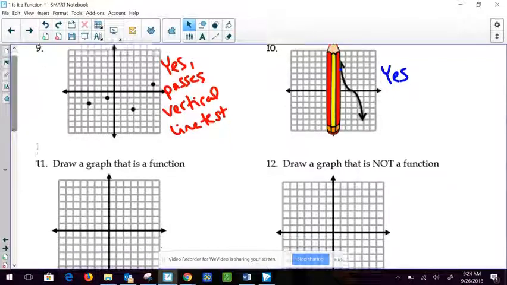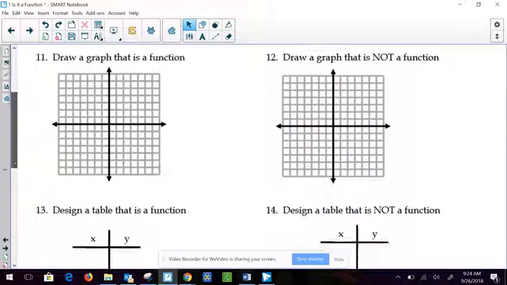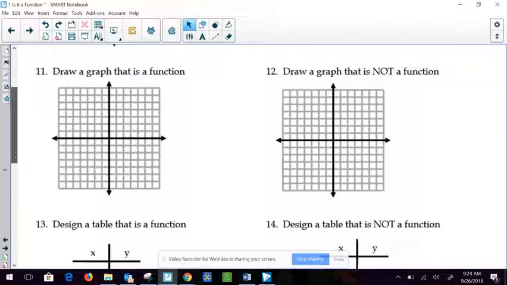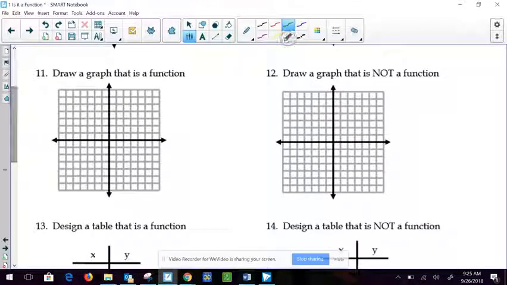Looking at 11 and 12, this is where you guys get to be creative. What I'm going to do is draw examples for you that we may have not seen. So looking at the first one, we want one that is a function. I really like the whole polka dot look. So what is a function is I would draw random dots. Notice none of my dots are on the same line. So that one is a function.